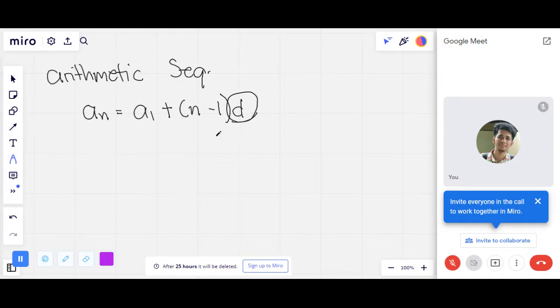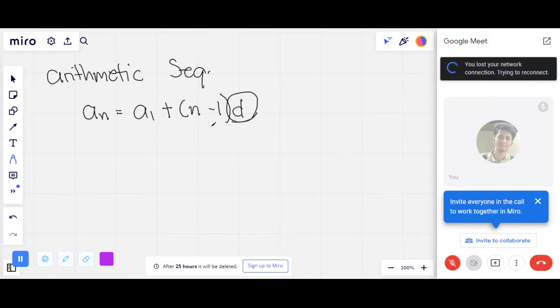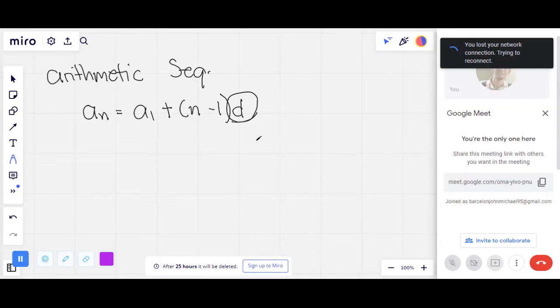Now, why do we have the d? Because of the characteristic of an arithmetic sequence: all arithmetic sequences have a common difference. If the sequence has a common difference, then this sequence is an arithmetic sequence. I lost my connection, but okay, now we have the arithmetic sequence, and so we have the d.